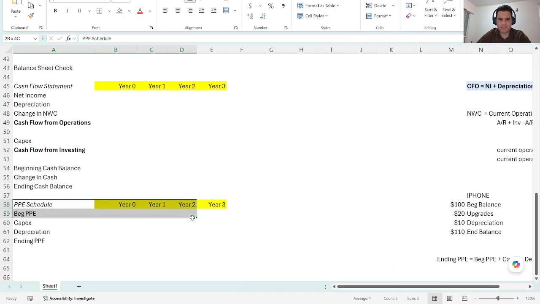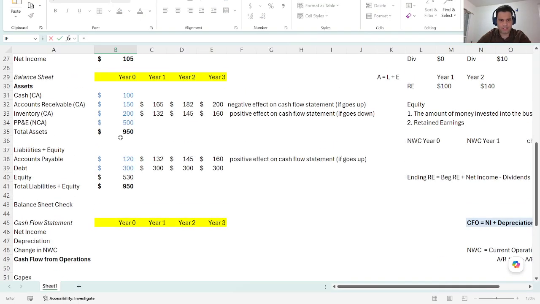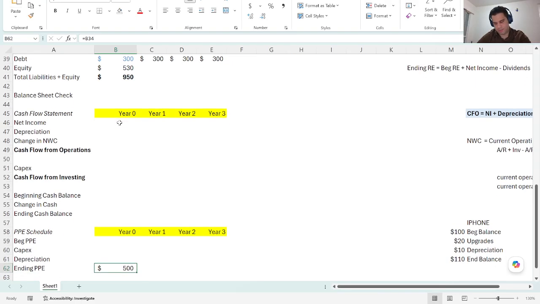So I've created a PPE schedule here at the bottom. The ending PPE for year 0 is the one that we have on our balance sheet. One thing to notice, all line items on the balance sheet are ending balances. So if in year 0 the PPE ends with the value of 500, it means that in year 1 the beginning value of the PPE would be 500.